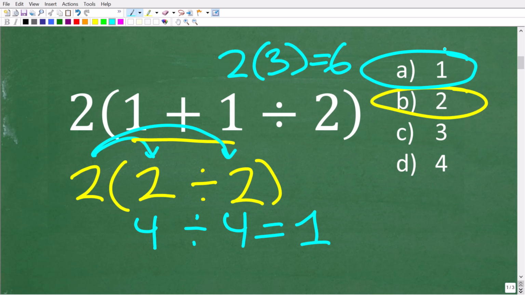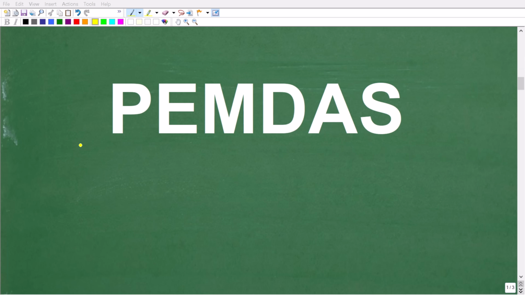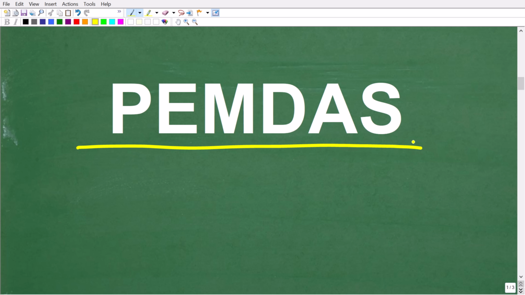But there is a big problem with these answers, right? And it all comes down to the order in which we're doing the problem. As a matter of fact, both of these answers are incorrect. And the reason why they're incorrect is that we got there by breaking a major rule of mathematics. And that rule is something called PEMDAS. So what is PEMDAS and how do we ignore it?